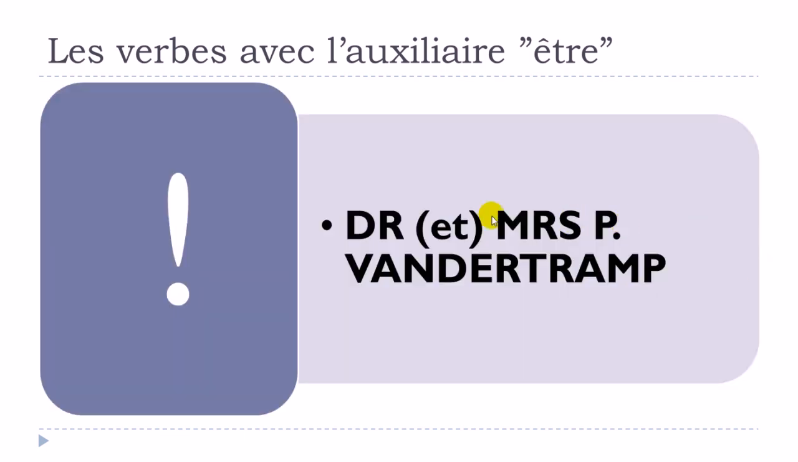And it's called Dr. and Mrs. P. van der Tramp. Okay, so it's a technique that apparently is used in English-speaking countries. We'll see that it can be quite useful. I'm not really sure if it's working for everyone, but still, it's one technique. The idea is that you will try to remember these names, and each letter will represent one verb that will require this auxiliaire être. Okay, so let's start now.